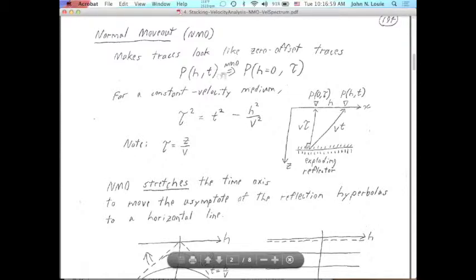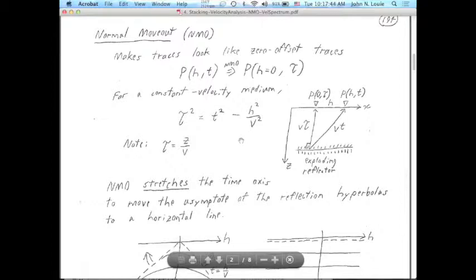And after NMO, what do we have? We still have a common midpoint gather, but it's all been corrected from multi-offset to zero offset. So every trace in that common midpoint gather has been corrected from that trace's possibly non-zero offset to represent a trace that would be recorded at zero offset. And thus, I like to call zero offset time tau instead of t, to indicate that we have corrected the time to be the zero offset time of whatever reflector.